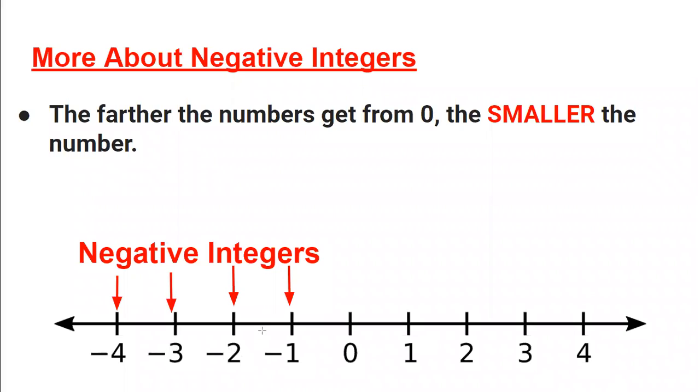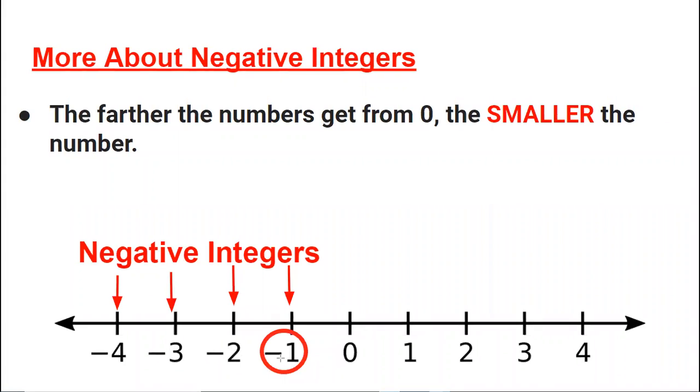So if I'm at -1, I am closer to 0 than I am at -4. Notice the difference. From -4 to 0, I have to go all the way over here. From -1 to 0, I only have to go here. So -1 is closer to 0, so -1 is bigger and -4 is smaller. Just the opposite on the left side.